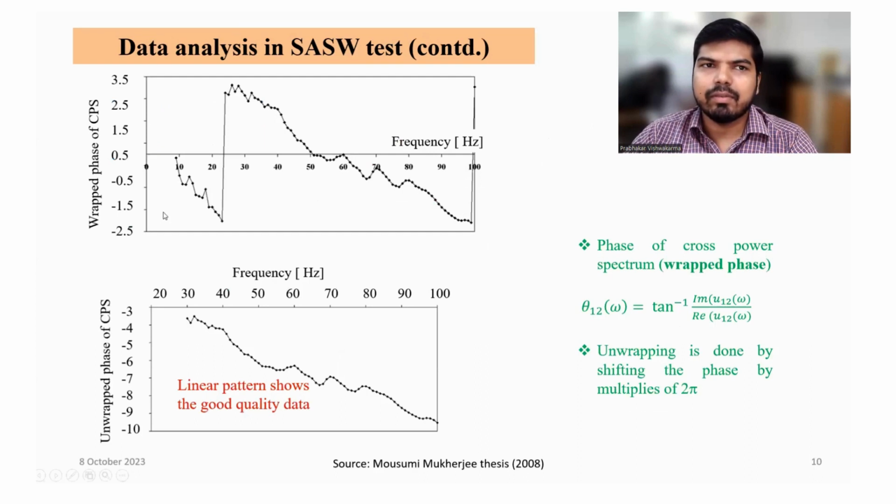Now there is another thing: how the phase varies. We can also calculate the phase of the cross spectra using this equation, and this wrapped phase is unwrapped using the unwrapping process, which is done by shifting the phase by multiples of two pi. This unwrapped phase of the CPS will give a linear pattern that shows high quality data. If there is any issue in the quality of the data, we can identify it using the unwrapped phase.